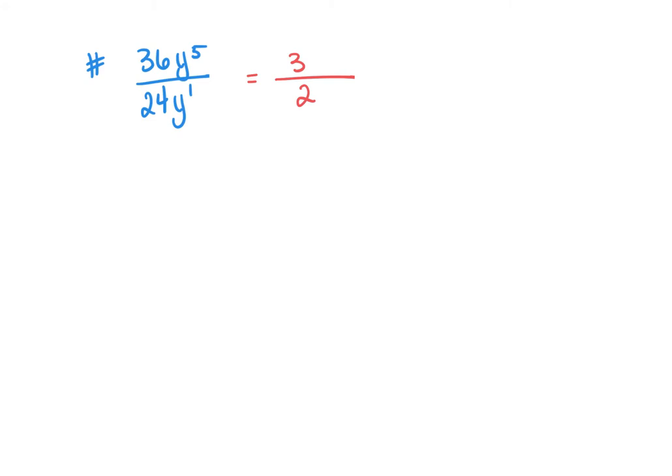Let's look at my y's. Where's my larger exponent for my y's? On the top. So where's my y going to end up? On the top. And all I have to do is subtract them. 5 minus 1 is 4. Y to the 4th on the top.